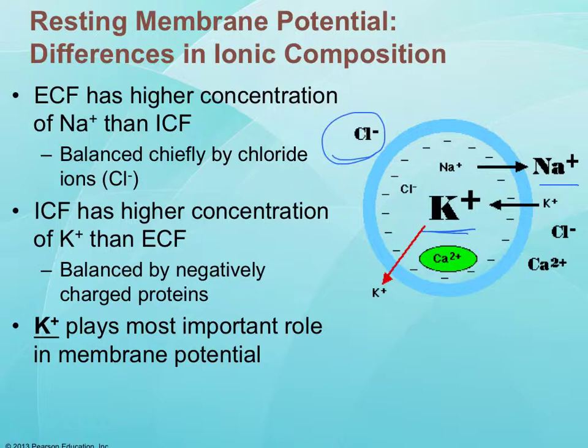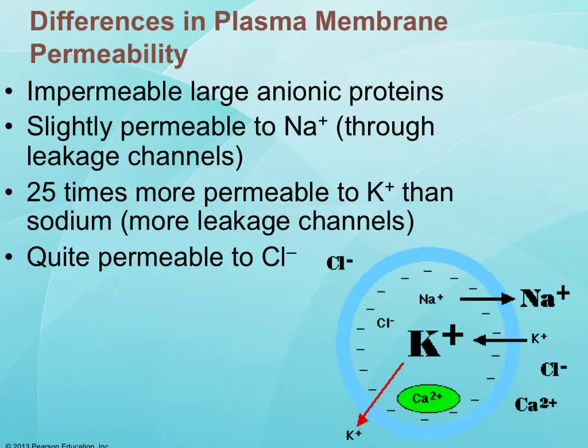And the same thing inside the cell. There's a lot of potassium inside, and there are a lot of negatively charged proteins inside to balance. So inside and outside together is electrically neutral, but just the small regions along the cell membrane are polarized. It's because potassium is more permeable. The cell membrane is more permeable to potassium, so potassium plays the most important role in membrane potential.